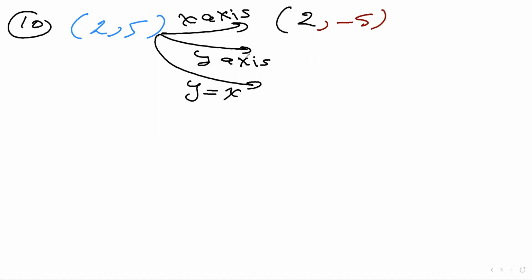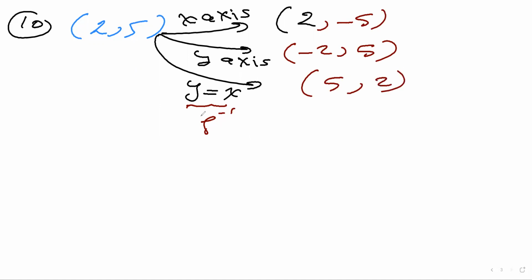If we have reflection across the y-axis, I change the sign of x. Instead of x, it will be what? -2 and 5. And if I have reflection across y equals x, it means I have the inverse function, f of -1. That's why x and y swap. Instead of 2, 5, what is here? 5 and 2. Is that clear? Yes.